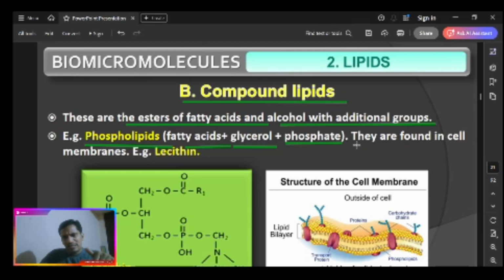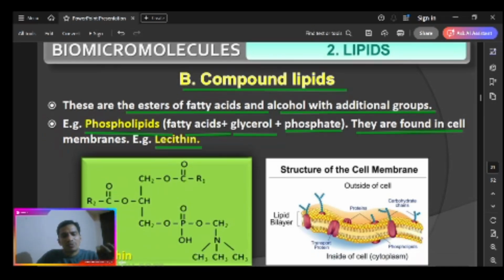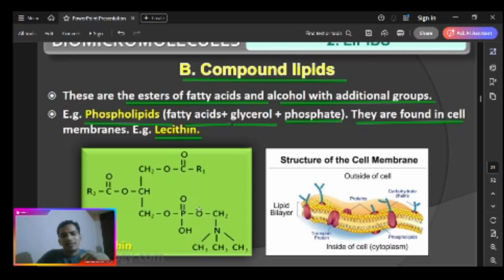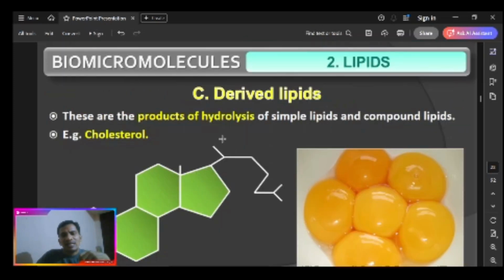They are found in cell membranes, for example lecithin. Fatty acid plus glycerol is a simple lipid; if a phosphate is added, it becomes a compound lipid. The plasma membrane has a lipid bilayer, a phospholipid bilayer, right? This is the lecithin structure.